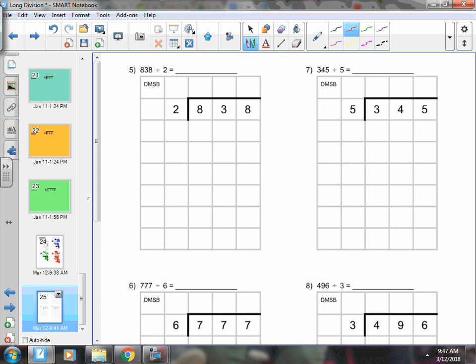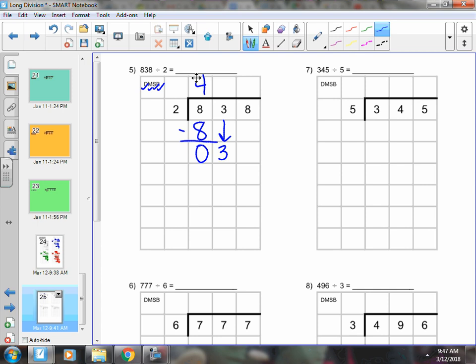838 divided by 2. So think groups of 2, groups of 2, groups of 2. How many groups of 2 fit into 8? 4 groups of 2. Right? If you had 8 kids, you could make 4 groups of 2 kids. Multiply. 4 times 2 is 8. Subtract. Bring down.